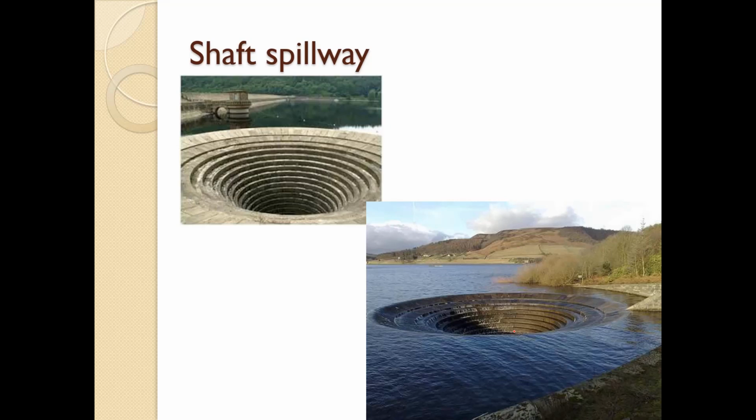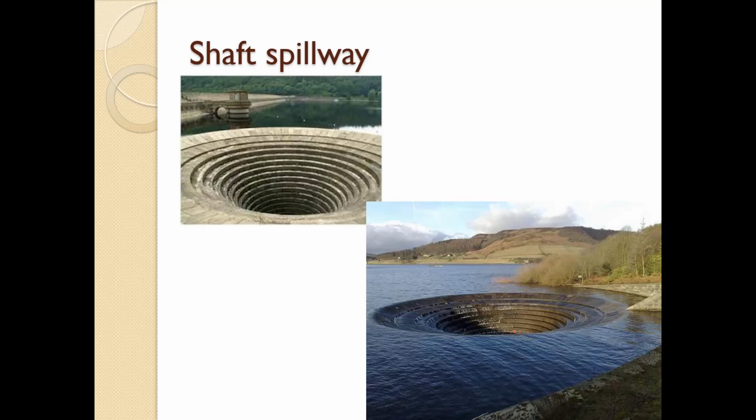The diversion tunnel is constructed for the diversion of the river, and sometimes may be planned and used for the shaft spillway. So basically, when you are going to construct the dam, you have to divert the river, and for that the diversion tunnel is prepared or bored in that area. That tunnel can also be used as a horizontal conduit for this shaft spillway.